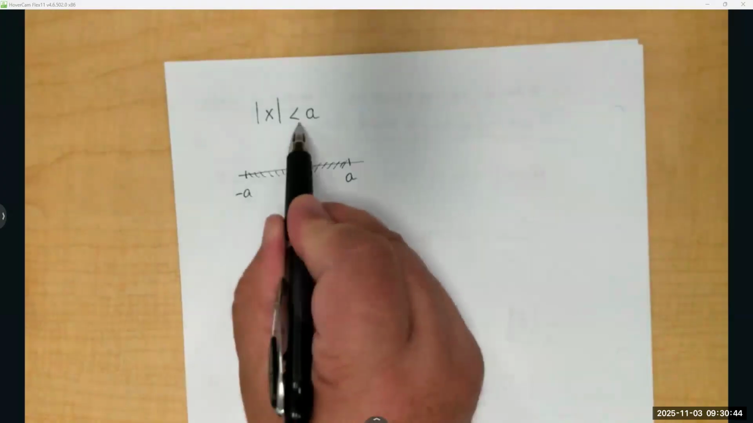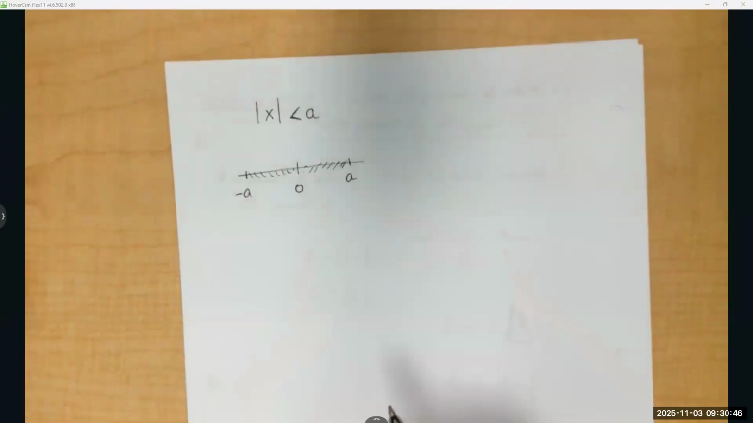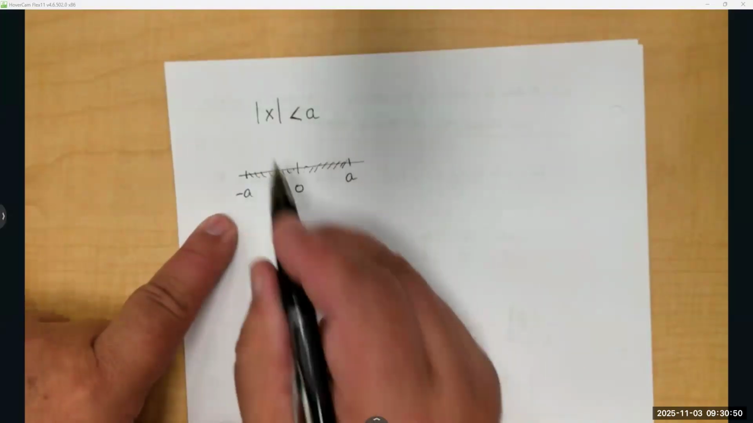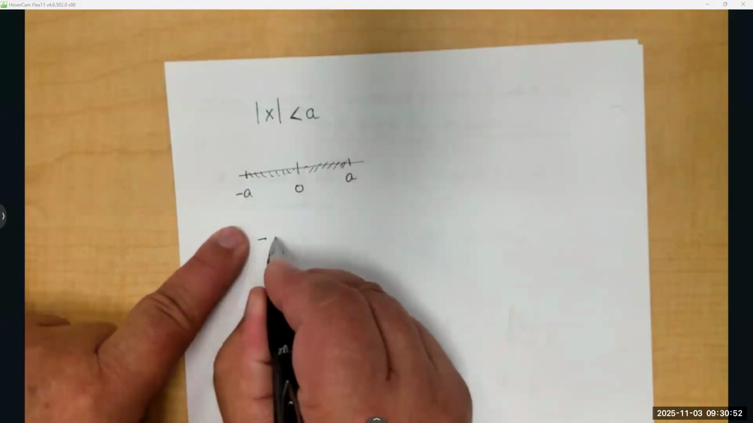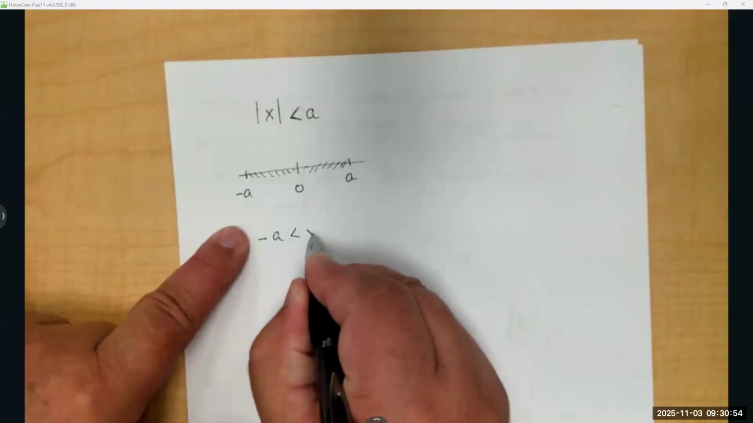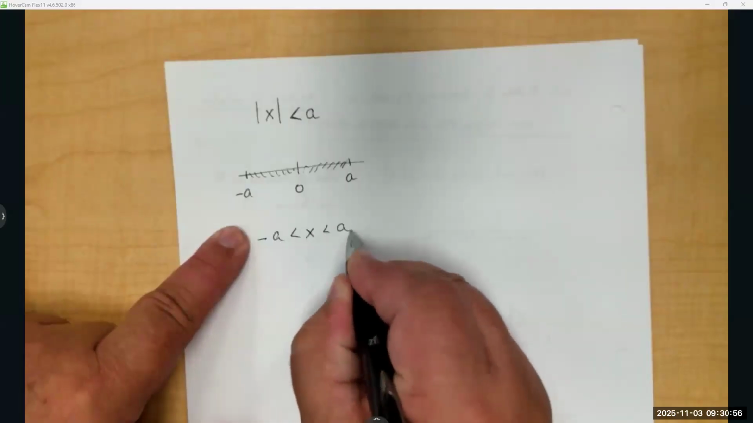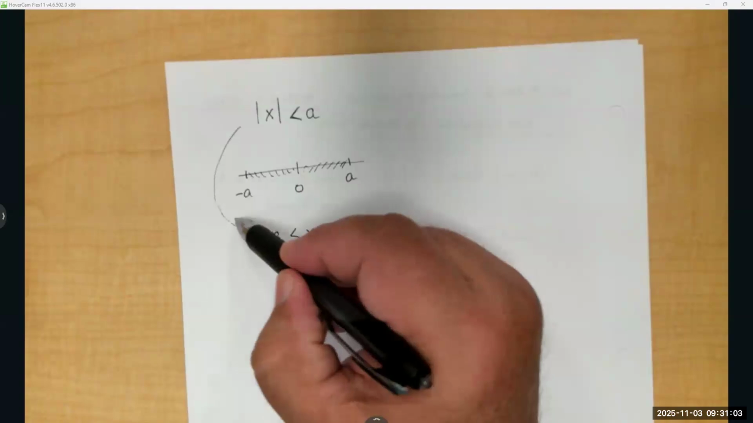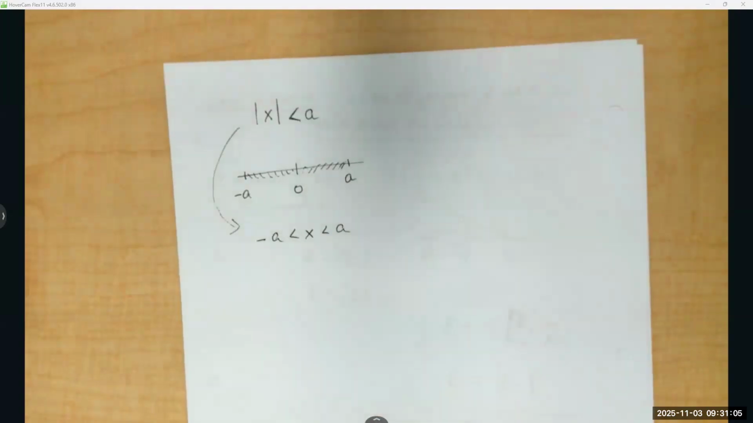So whenever you have the absolute value of a less than symbol, what happens is when we drop the absolute value sign, then we're looking for all the x's between those two numbers. So here's the formula for the less than symbol.